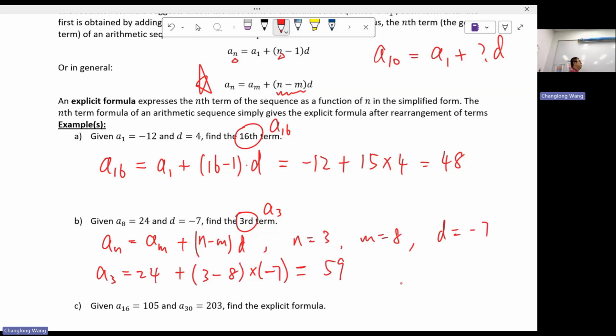Now, if somehow you're such a big fan of the first version that you feel like you always want to start from a sub 1, you could start from maybe a sub 8, go backwards to find out what a sub 1 is, then go to a sub 3. You can try it, but it's not recommended. Because why would you take a detour? If you're going to get a sub 3, you already know what the starting point is.